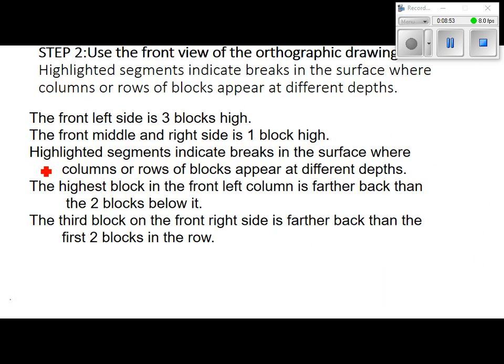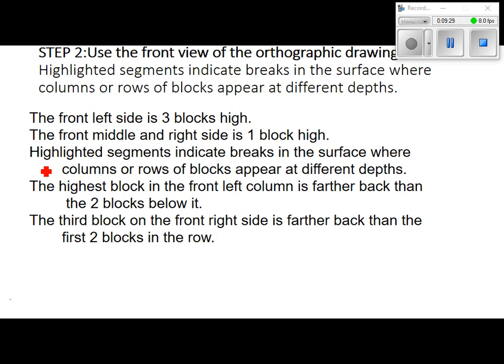Next thing, use the front view of the drawing. The highlighted segments indicate breaks, so that's the things that are yellow on my PowerPoint here. They indicate breaks in the surface where the columns or rows or blocks appear to be at different depths. So it's either higher or lower or back in farther. The front left side is 3 blocks high. The front middle and right side is 1 block high.